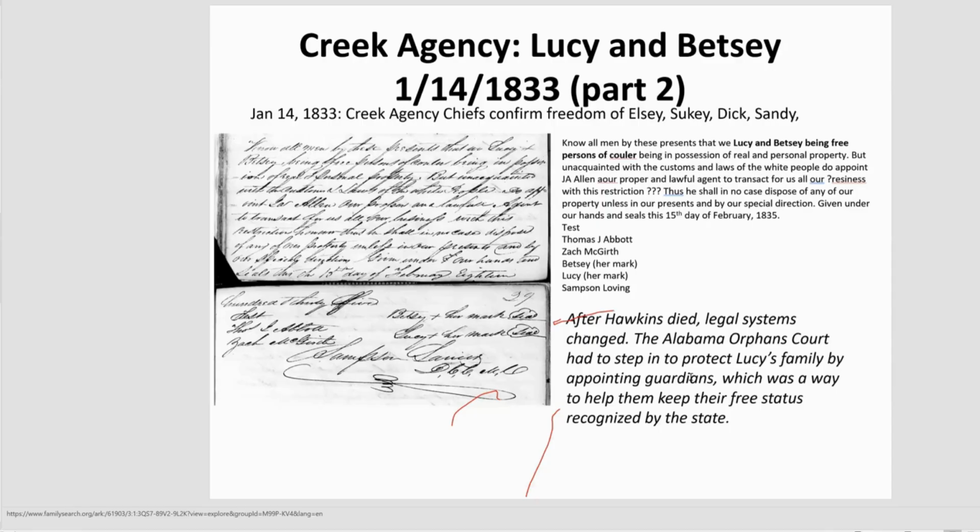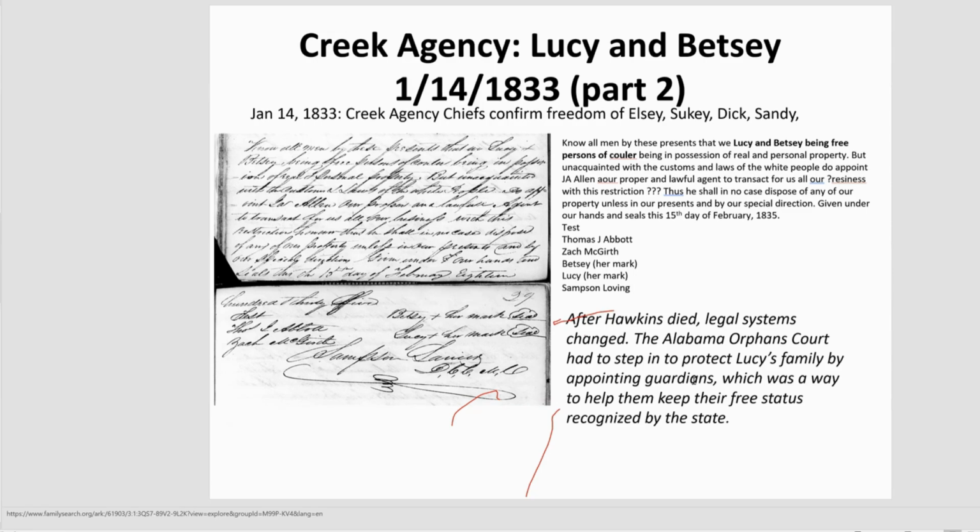And then Lucy and Bessie, being free people of color, in possession of real and personal property, but acquainted with the custom and laws of the white people, do appoint J.A. Allen, our proper and lawful agent, to transact for us all of our residence with restriction. Thus he shall in no case dispose of any of our property unless in our presence and by our special direction.